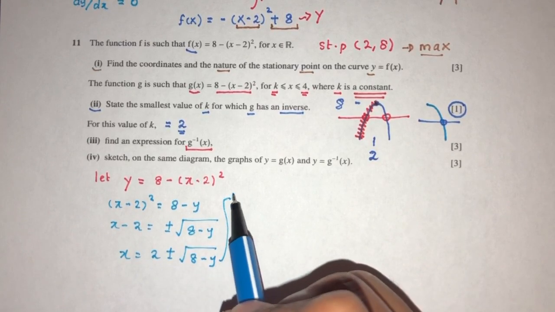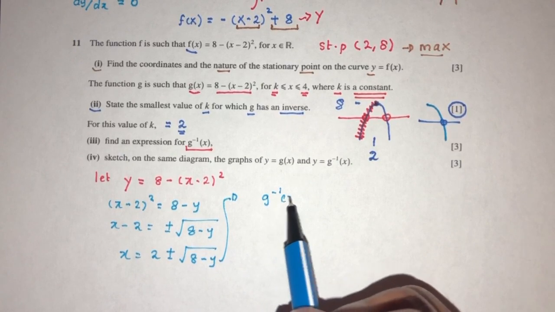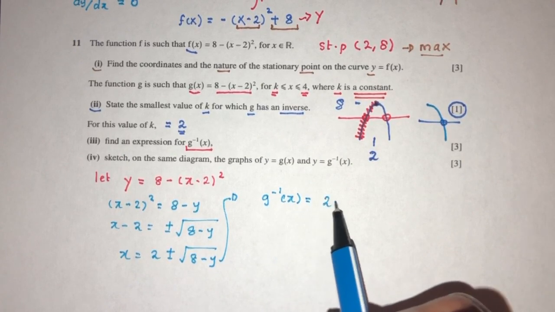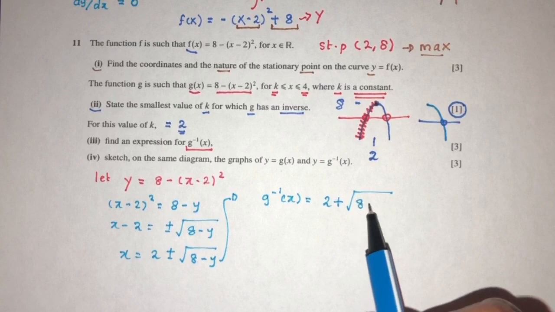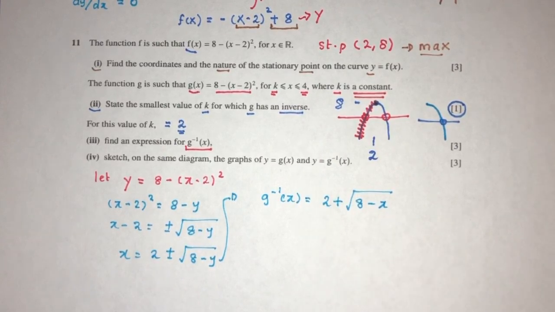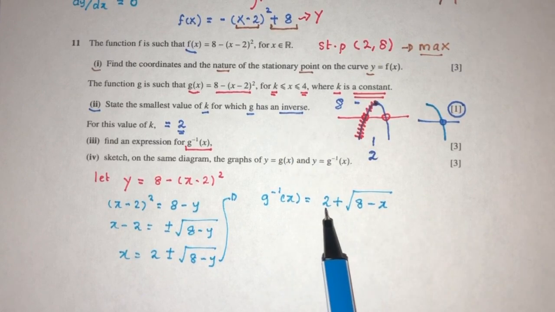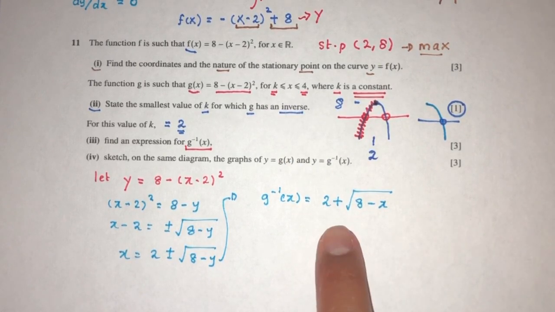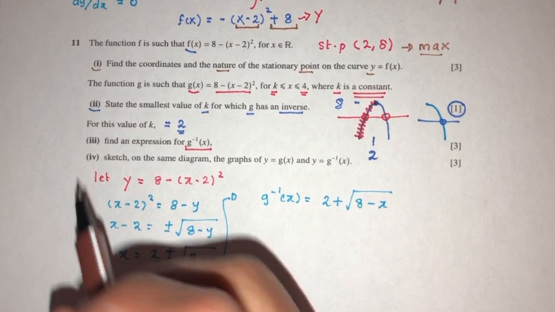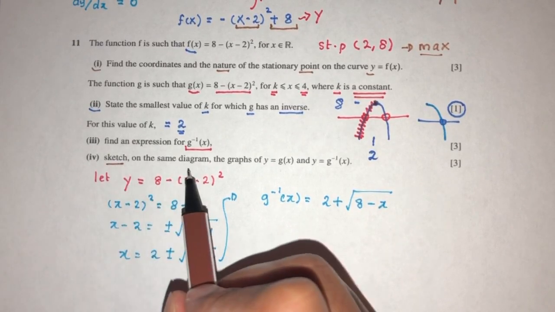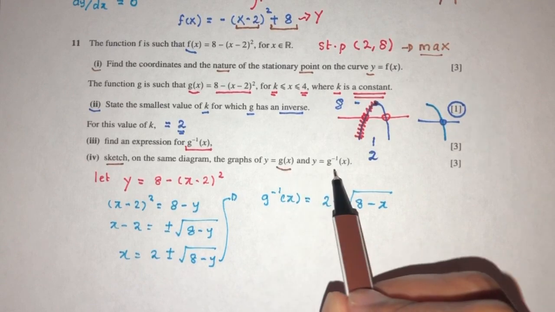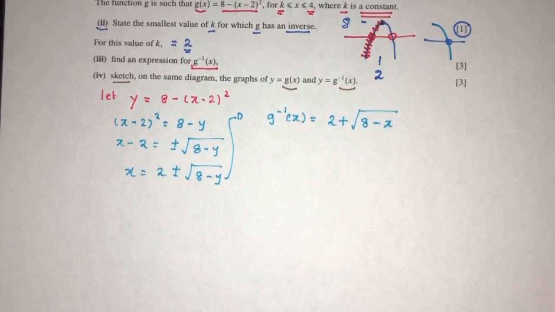So from this we have to choose g inverse. It is in terms of x, that will be 2 plus root of 8 minus x. Because you can see here, x has to be more than 2 and less than 4. So more than 2 has to be 2 or more, right? That's why you have to choose plus here. Now for the last one, we have to sketch on the same diagram the graph of this and the graph of this. So let's sketch that.